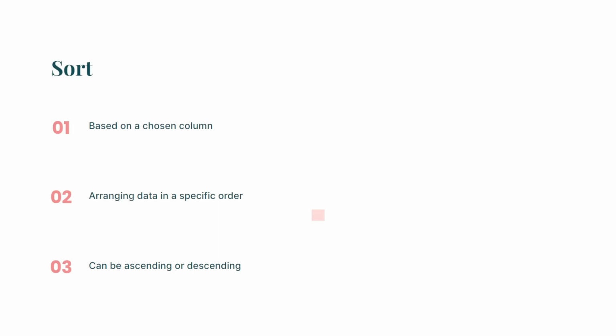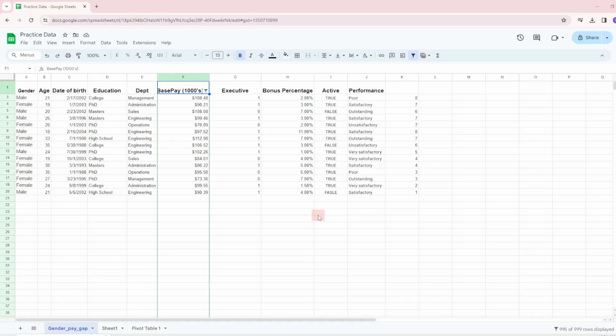And sorting is simply arranging data in a specific order. It could be based on a chosen column, and it can be in ascending or descending order. That's how sorting is done. That's what sorting means. So we can choose to sort this column.